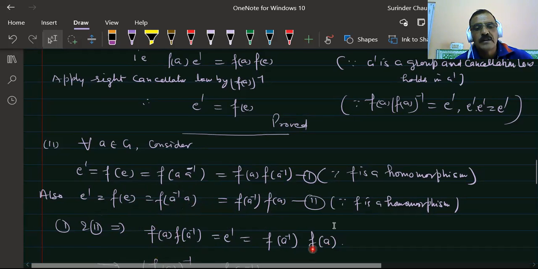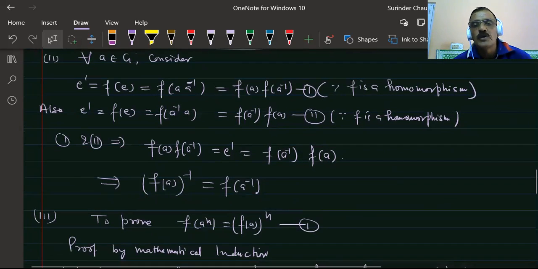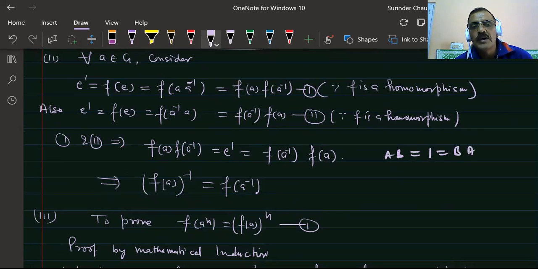So what does this imply? This implies if a into b is equal to e is equal to b into a, then b is equal to a inverse, or a is equal to b inverse. So this implies f(a) into f(a inverse) is equal to e', or f(a inverse) is equal to f(a) whole inverse. Hence f(a) whole inverse is equal to f(a inverse).